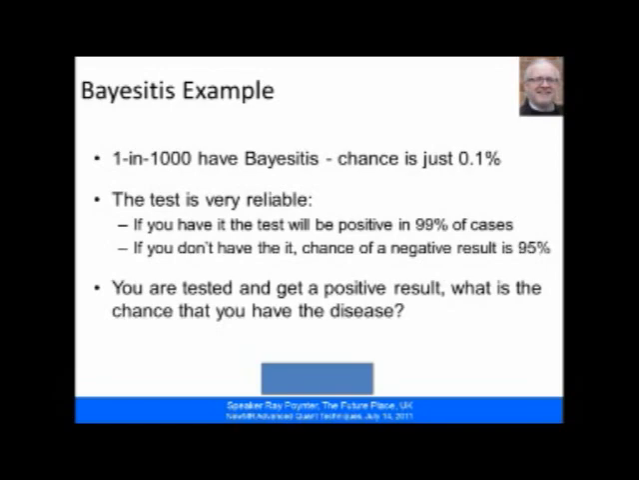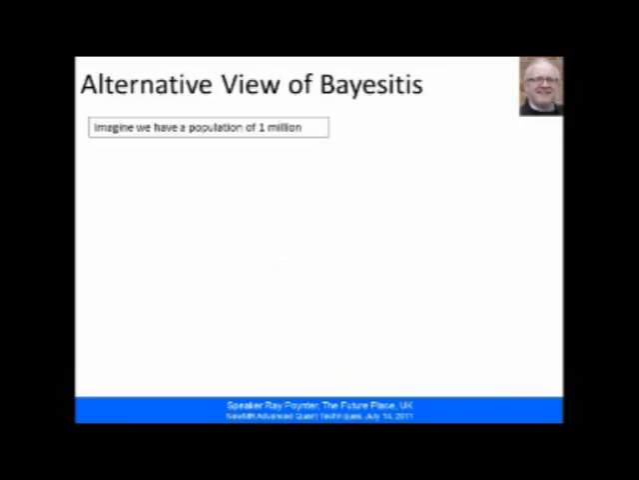I wonder how many of you have written down numbers over 50, maybe even over 90. The answer is it's just under 2%. We can illustrate that with this very simple way of looking at it. Imagine we've got a population of 1 million people. The probability of having the disease is 0.1%.